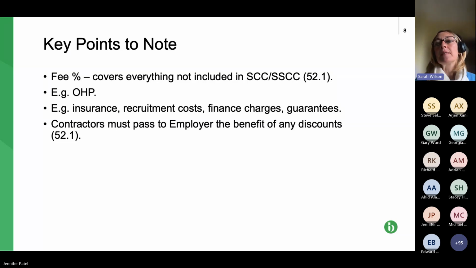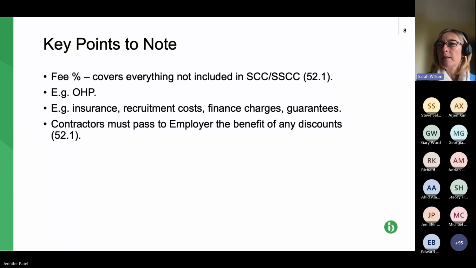You can't then say, oh, well, it's obvious that we've missed that, because of this clause that says if it's not covered through the schedule and the shorter schedule, then it's deemed to be included within the fee percentage. So that's the contractor and the subcontractor in a subcontract.